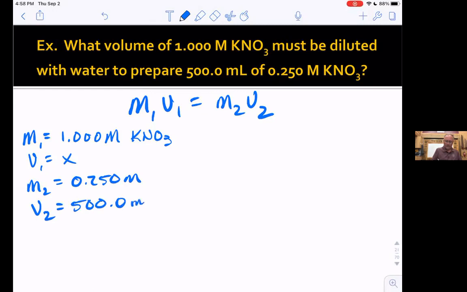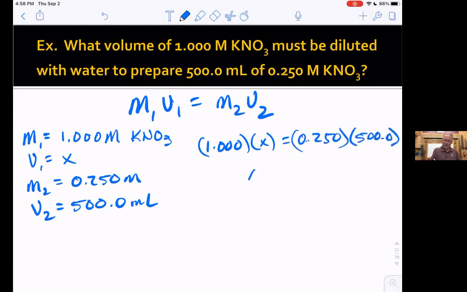milliliters. Now the calculation here is actually quite simple. 1.00, I'll leave my units off to save myself some room, 0.250 and 500.0 mLs. My ending answer here really is 125 milliliters. It only asked for what volume of that you would actually need to produce this solution.